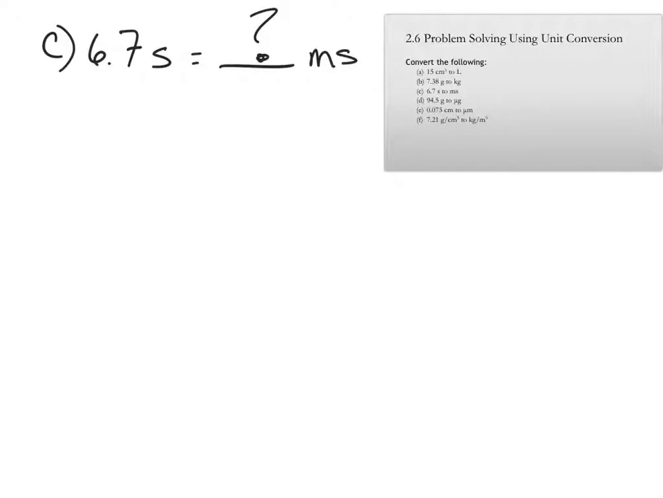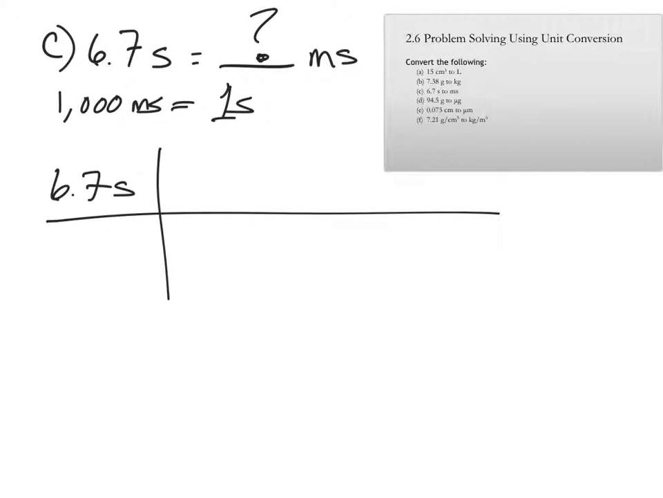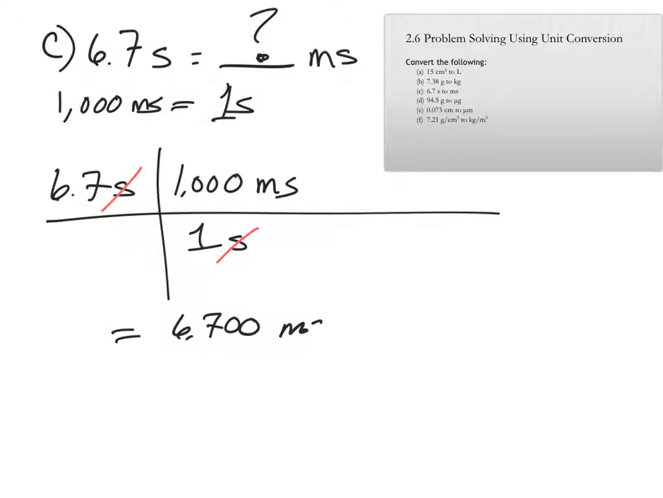Problem C here is 6.7 seconds into milliseconds. The conversion factor that you would need to use is that there are 1,000 milliseconds in each second. And so 6.7 seconds, that's our measured time. And we want to get rid of seconds, so 1 second down there and 1,000 milliseconds above. Seconds cancel out. And 6.7 times 1,000 is 6,700 milliseconds.